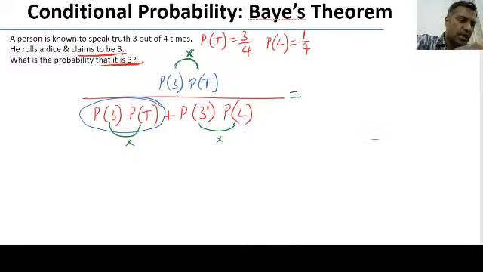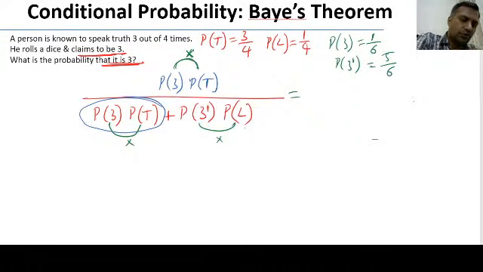Write down the answer here. The probability of getting a 3 is how much? When you roll a dice, what is the probability of getting a 3? When you roll a dice, the probability of getting a 3 is 1 by 6. What's the probability of not getting a 3? The probability of not getting a 3 is 5 by 6, because any other outcome is fine.